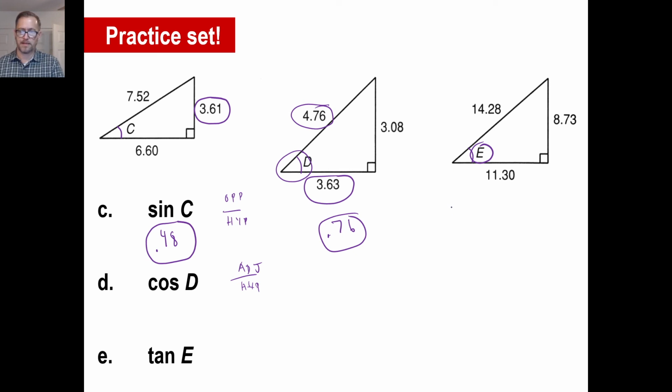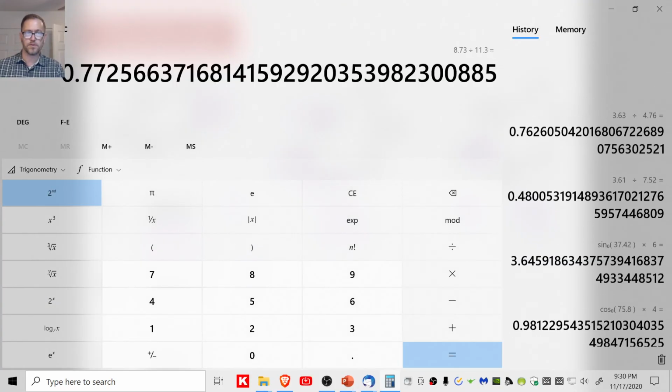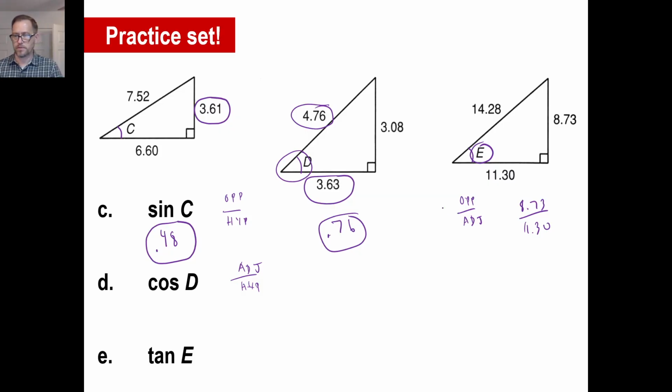Okay, tangent by definition is opposite over the adjacent. All right, well, what's the opposite of E? 8.73. What's the adjacent? 11.30. All right, so 8.73 divided by 11.3 is 0.772. Okay, so there you go, 0.772.